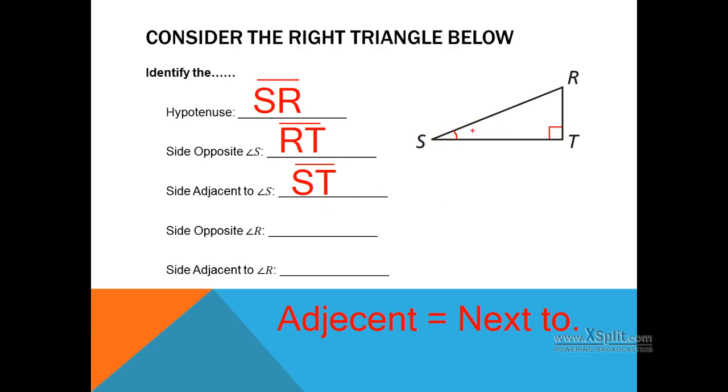Last couple of sides here, I notice for these next couple of problems, we're dealing with angle R. I'm going to highlight that in blue. Angle R up here. Our hypotenuse stays the same. The hypotenuse is always the same, but opposites and adjacents change. Our opposite side here now is going to be this side on the bottom, ST, and our adjacent side is going to be the side that touches angle R, so RT.